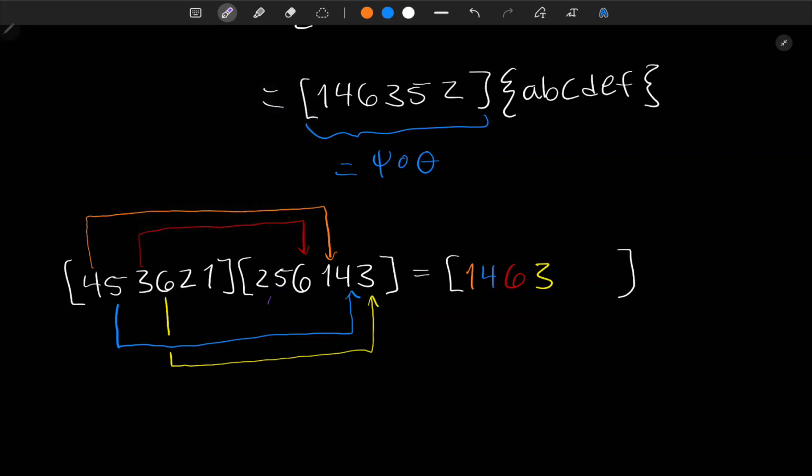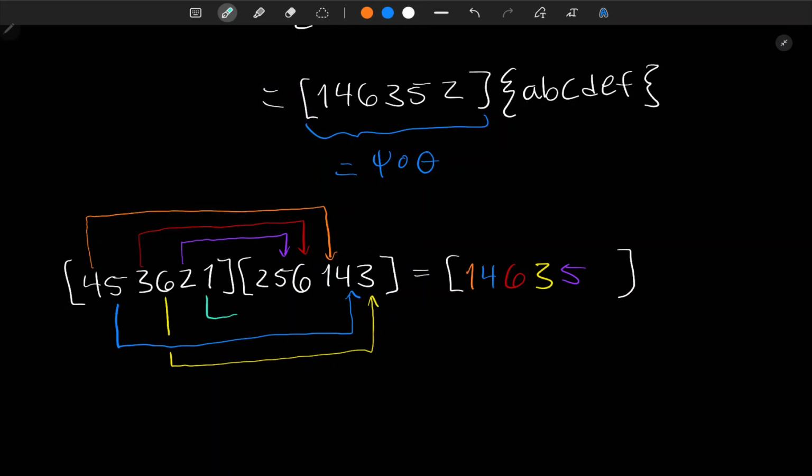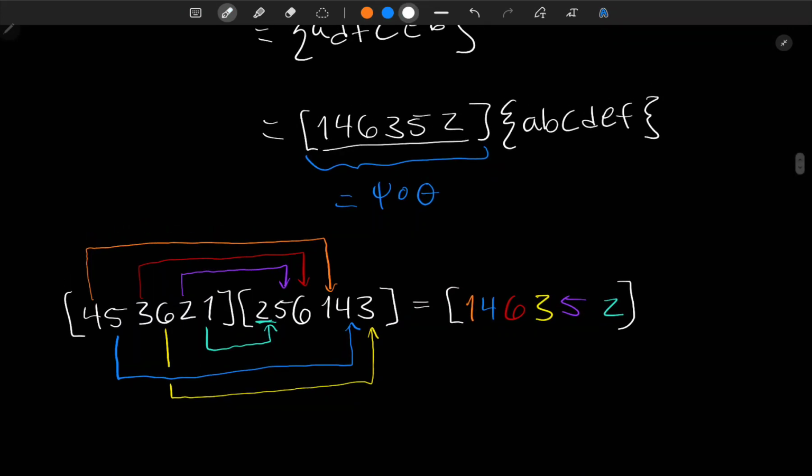Then we have a 2 here, so we map to the second element of the right term, which is 5. So 5 is next. And then at the very end, we have a 1. And this maps to the first element, which is 2. So since 1 is in the last position here, and it maps to 2, we see that 2 is at the very end. So the product of these two should be 146352, which is exactly what we found above.